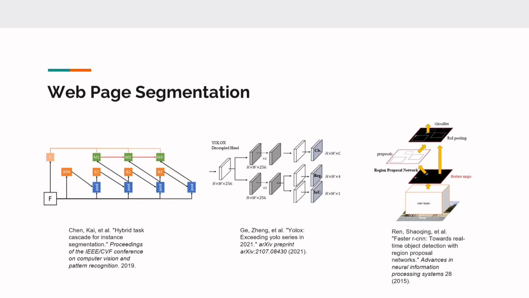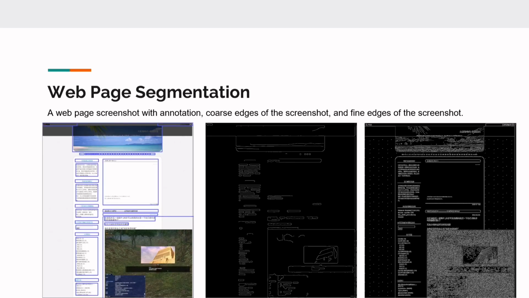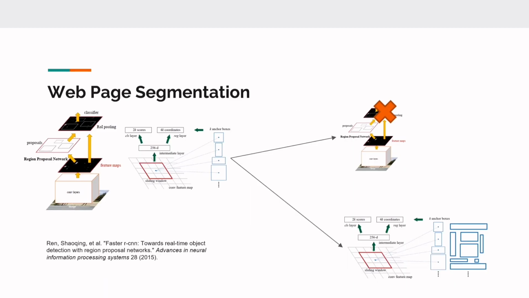The 3 neural network architectures I trained are the Hybrid Task Cascade Network, the YOLO-X network, and the Faster RCNN network. I trained 3 models on the web page screenshots, the coarse edges of the screenshots, and the fine edges of the screenshots for the Hybrid Task Cascade Network. The YOLO-X network was trained on the web page's screenshots. For the Faster RCNN model, I created 2 modified network architectures by removing the region of interest head of the Faster RCNN model and increasing the base anchor configurations of the network. I then trained the 3 Faster RCNN networks on the screenshots of the web pages.